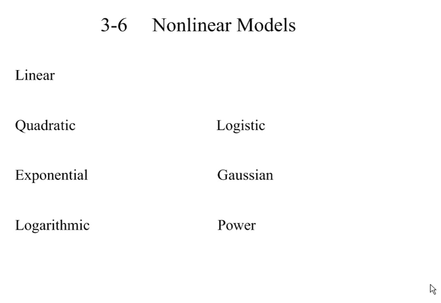Today's notes are on nonlinear models. This is section 3-6 in your textbook. Now we've talked about linear and quadratic models. So if we look at a graph, for example, of a linear model, it follows a general straight line pattern. If we look at a graph of a quadratic model, it follows a quadratic pattern. It looks like a parabola.